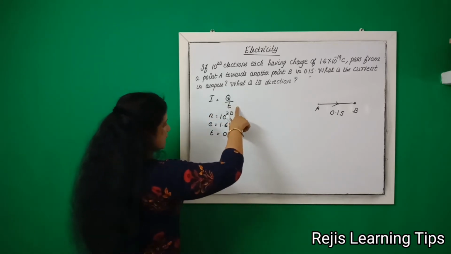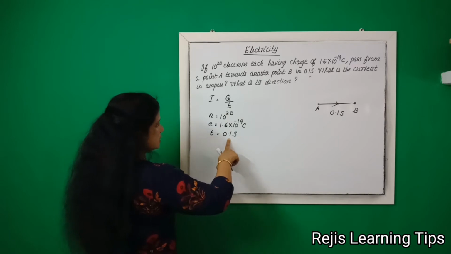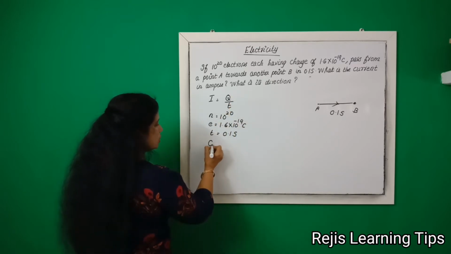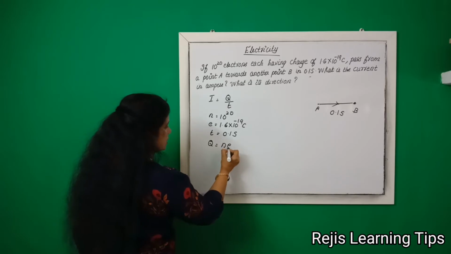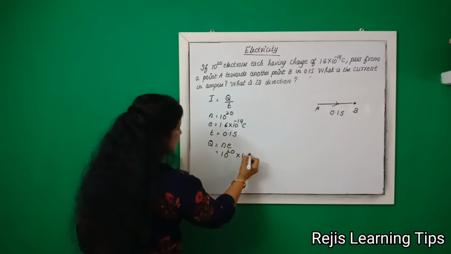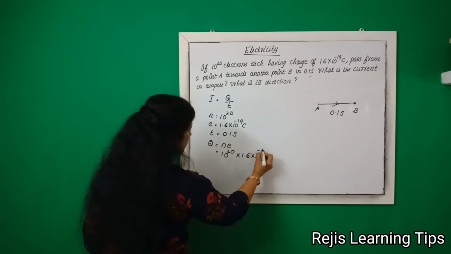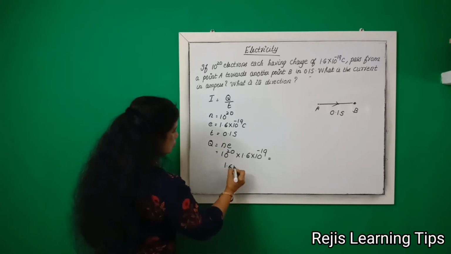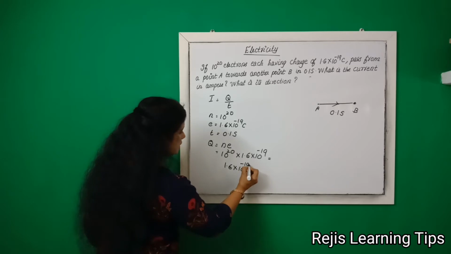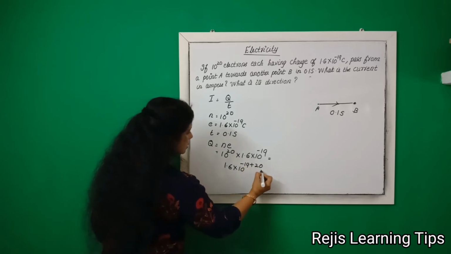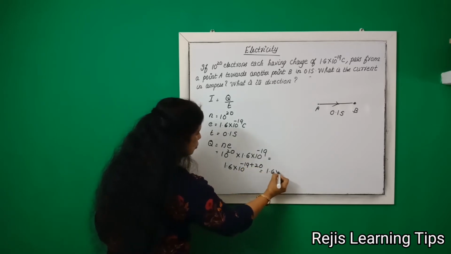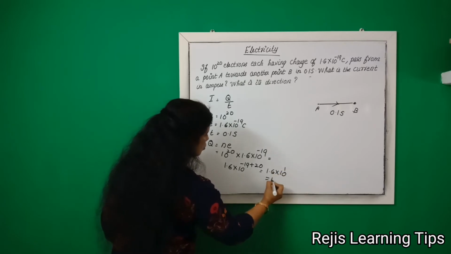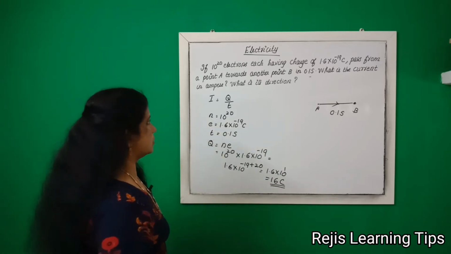So I is equal to Q by T. T is already given here. Then we want to find Q. Q is equal to N into E. N means 10 raised to 20, E is 1.6 into 10 raised to minus 19. That is equal to 1.6 into 10 raised to minus 19 plus 20, that means 1.6 into 10 raised to 1, that is equal to 16 coulomb of charge flows from A to B.